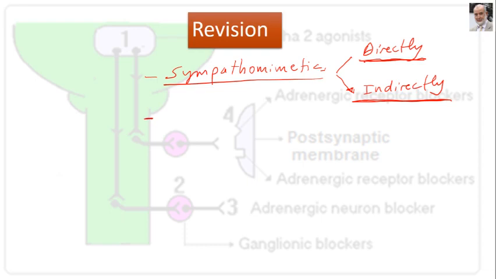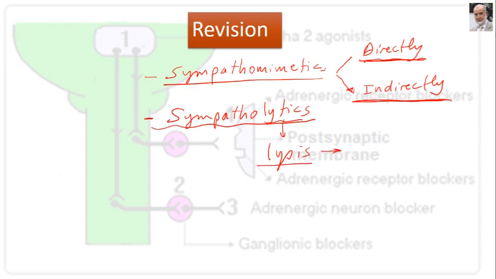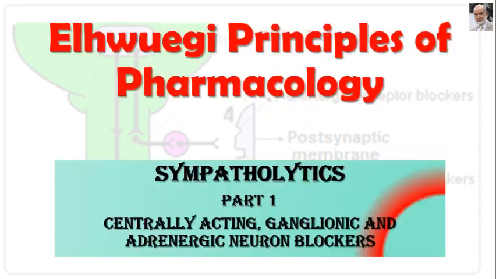The second group, which acts on the sympathetic nervous system, is known as sympatholytics. From the name, lytics means they produce lysis of the sympathetic activity, i.e. they antagonize sympathetic activity. They produce action opposite to the activation of the sympathetic nervous system. Okay? So this is the goal of this presentation.